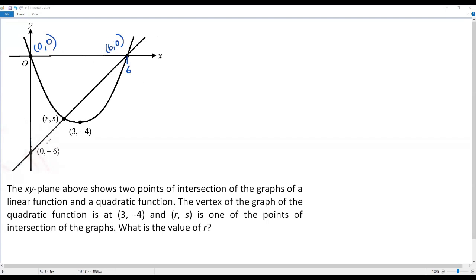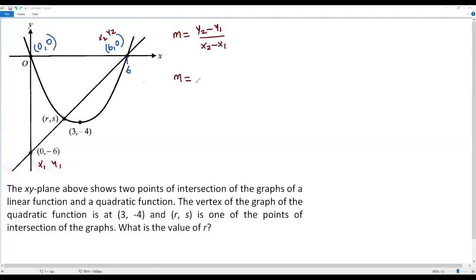Okay, now we have 3 points on the line. One is (0, -6), and the other one is (r, s), and the third one is (6, 0). Now what I'm going to do is find the slope of this line using the 2 points (0, -6) and (6, 0). For that I consider this as (x1, y1), and this one as (x2, y2). And we know the formula to find the slope of a line when 2 points are given, that is m equals (y2 - y1) divided by (x2 - x1).